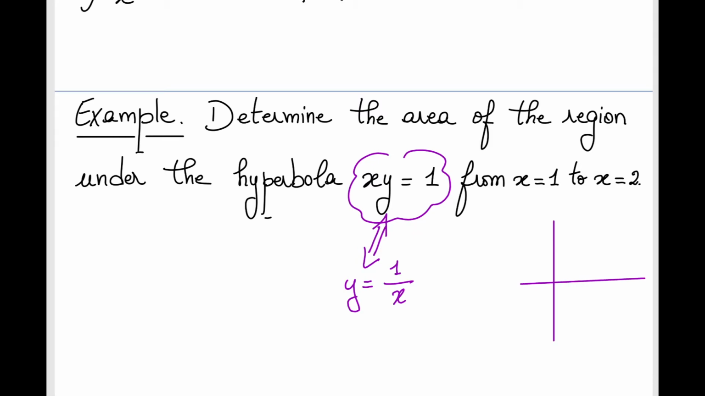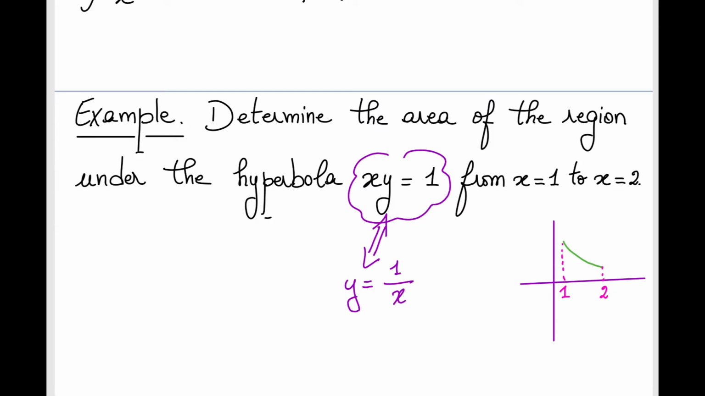Between 1 and 2? Certainly, because x is positive, between 1 and 2, right? X is positive, so this is above the ground, and maybe something like this. This is between 1 and 2. X equals 1 and x equals 2.